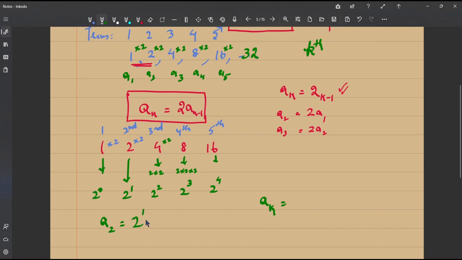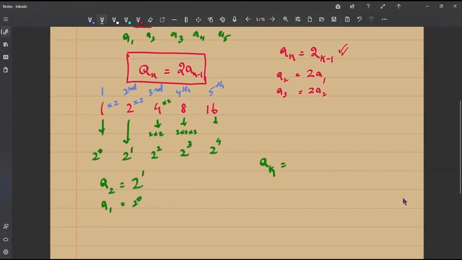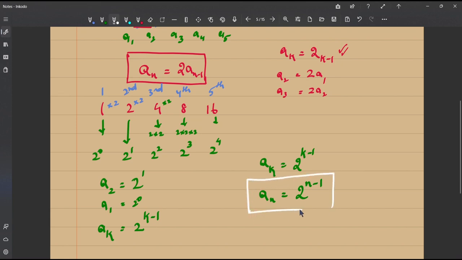It's 2 to the power 1, right? 2 to the power 1. And what is A1? It is 2 to the power 0. So if I go on in this way, I can say AK is 2 to the power k minus 1, right? Or the nth term is 2 to the power n minus 1, right? So we have arrived at some general formula for this particular pattern sequence.